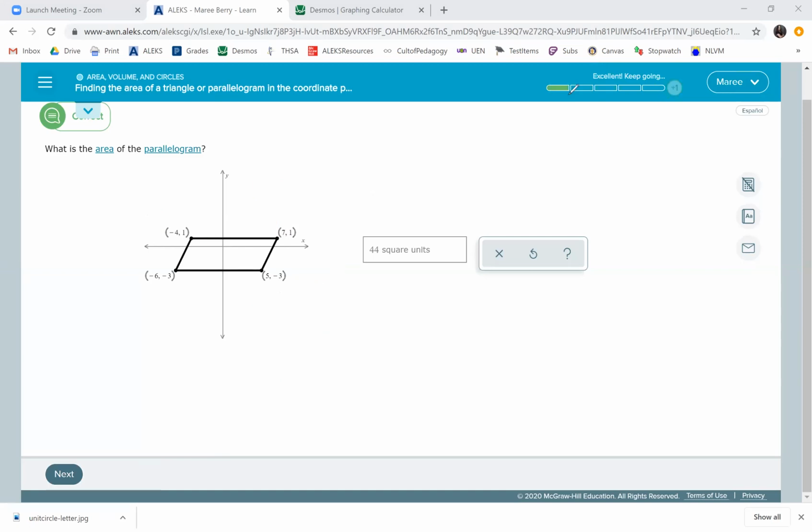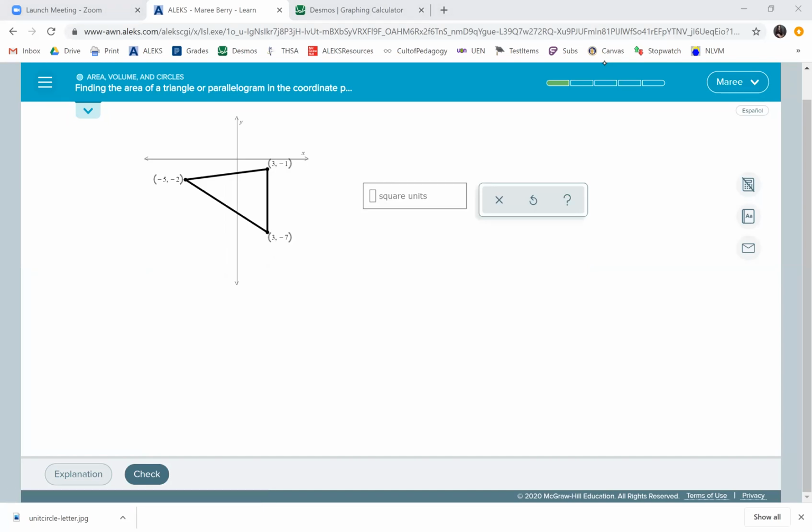Okay, we'll do the next one. This triangle is turned on its side, so don't let that stress you out. We still want to know the distance here. So this one's the y value. So -1 minus a negative 7. It's kind of like 7 minus 1, which is 6.